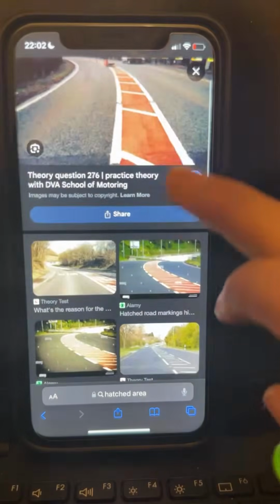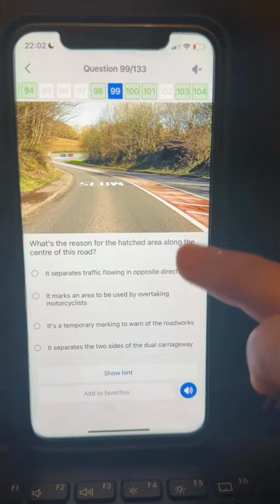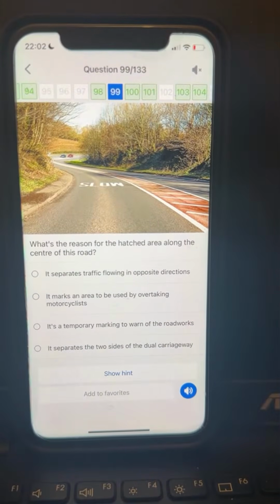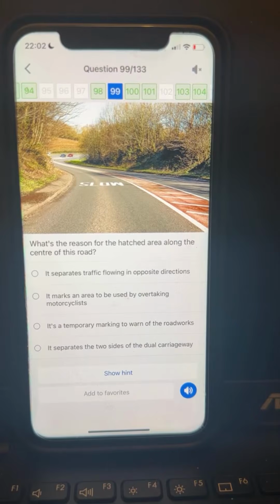Do you want the traffic to be not too close to each other? So why do we have that hatched area there? Why do you think, in this situation, we have the area there? Why do we have a hatched area on the road?